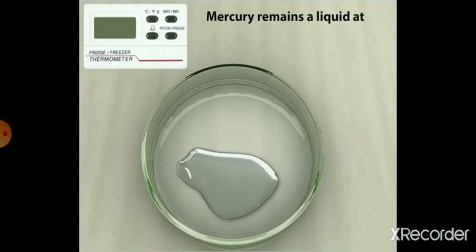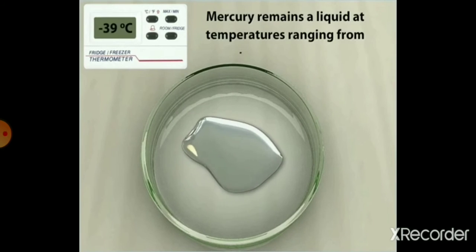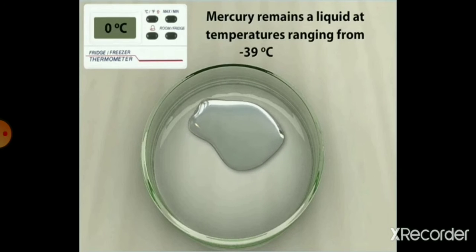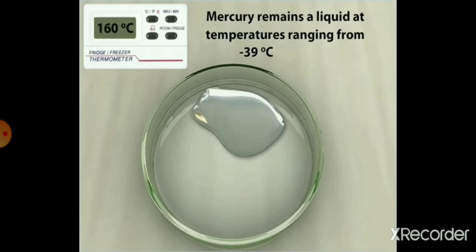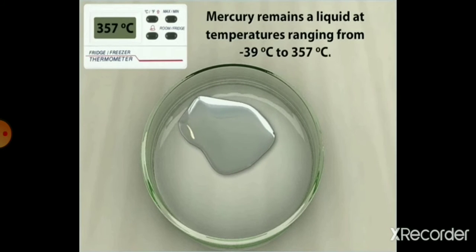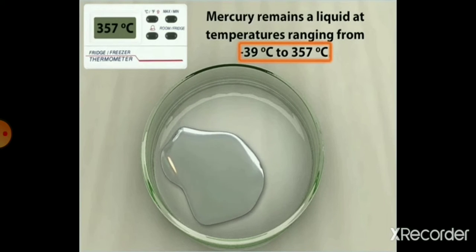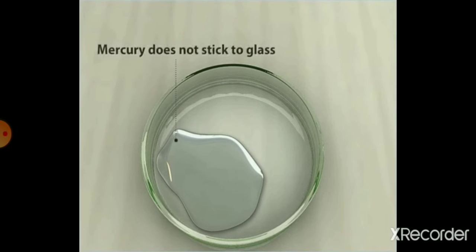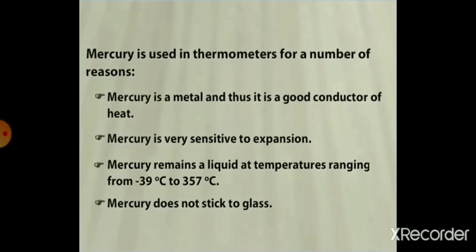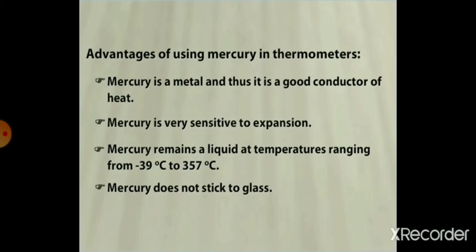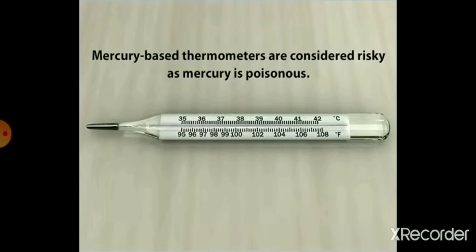The next property is that it remains in a liquid state over a wide range of temperature, that is from -39 degrees Celsius to 357 degrees Celsius. So that's why we are using mercury in the thermometer. It has also another property, that is it does not stick to the glass. So these are some of the reasons why we use mercury in thermometers. It also has a disadvantage, that it is risky as it is poisonous.